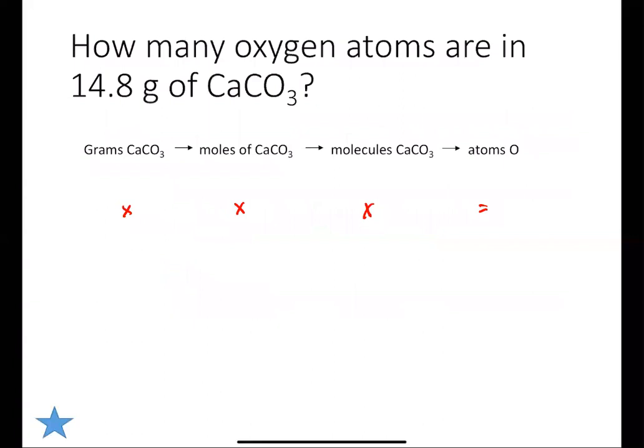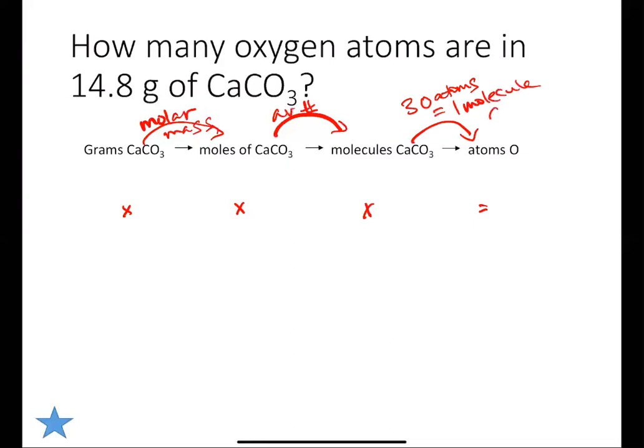So let's look at an example. How many oxygen atoms are in 14.8 grams of calcium carbonate? Now we know how to name calcium carbonate. So our plan here is to go from grams to moles and then molecules. And once we're in molecules, we can go into atoms of oxygen. Grams into moles, we're going to use the molar mass. Moles into molecules, we're going to use Avogadro's number. And then molecules into atoms, that's where we're going to use our new conversion factor, 3 O atoms in every 1 molecule of CaCO3.